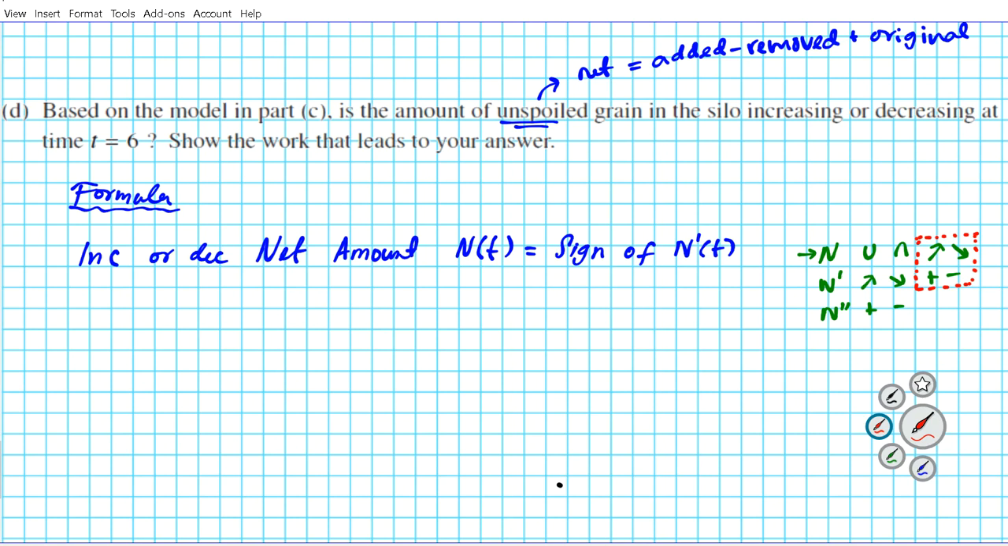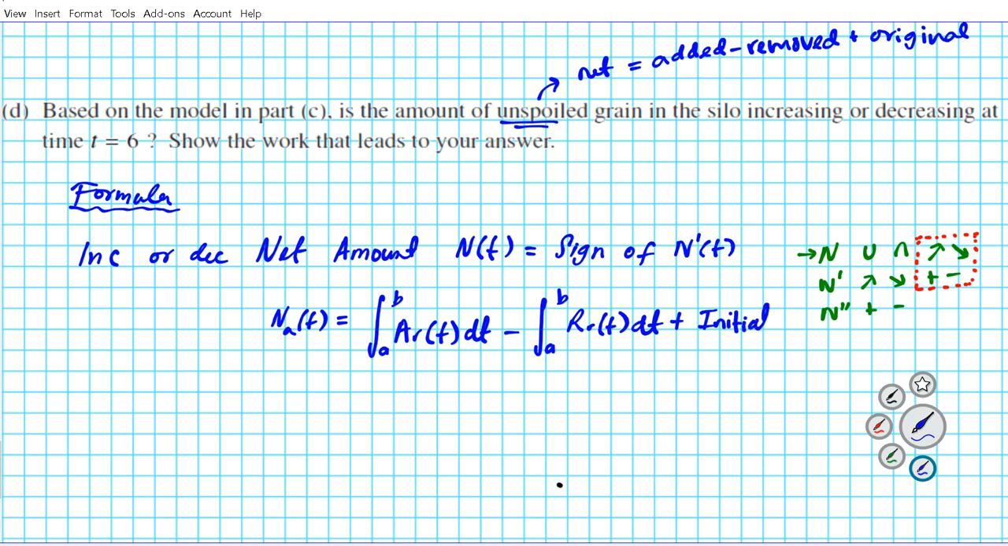Okay, so what's the sign of the rate of change of the net amount? That's what we're looking at. So let's go ahead and write this down just to show you what the function of the net amount, the net rate, is going to be. The net amount is the amount added, right? We did this in the previous problem, minus the amount that's removed. That's the net amount. Of course, we want to add the original, the initial.